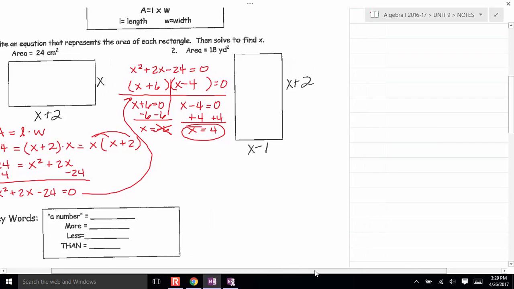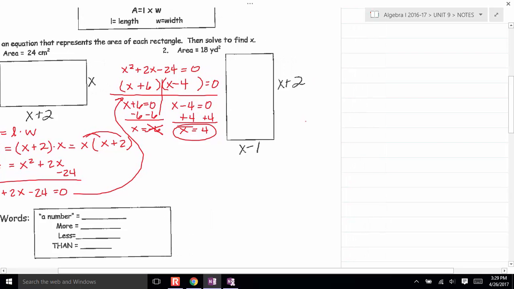On the second problem, we're looking for the value of x in this rectangle when we're told that the rectangle has an area of 18 square yards. And so we're going to set up our formula again. Area equals length times width. Since we're told the area is 18, I can replace the capital A with 18. For the length of the rectangle, that would be x minus 1. And for the width, we would have x plus 2.